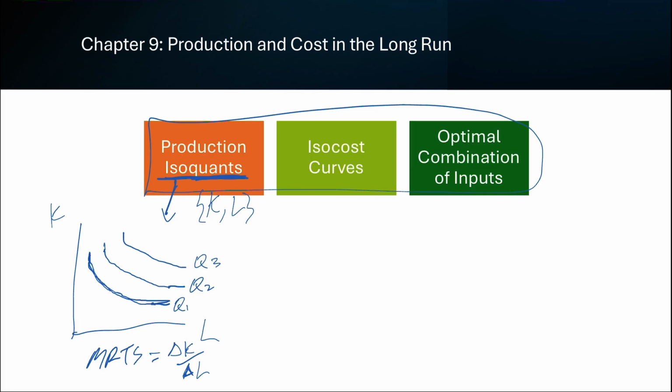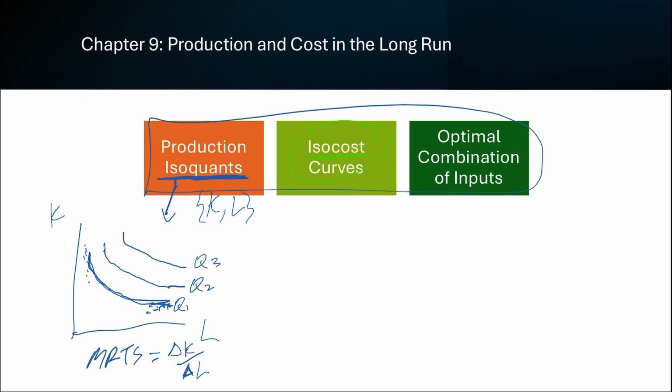And so if we already have a lot of capital here, we would need to get a lot more capital to replace a worker. If we don't have much capital and we already have a lot of labor, in that case, we would have a lower slope and we would not necessarily need much capital to replace one worker. So that's the isoquant.